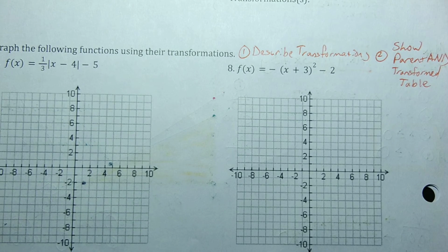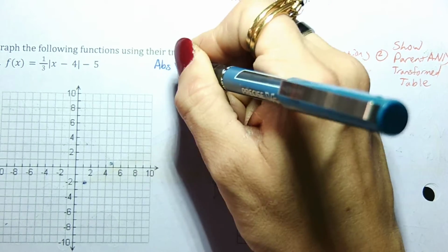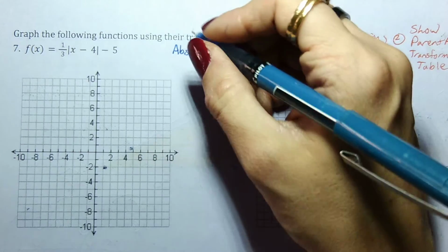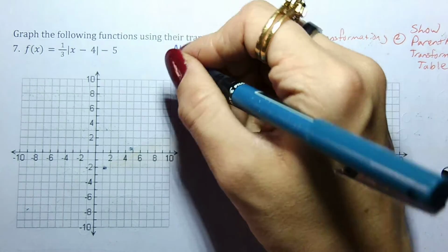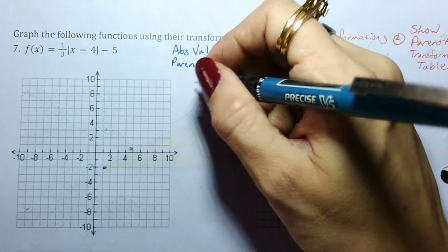Now, how I would start this problem is look at it and say, what type of parent function am I dealing with here? That is an absolute value. Now, it isn't the parent function. It has been transformed in some way. So my actual parent function looks like y equals the absolute value of x. So that's the parent function.